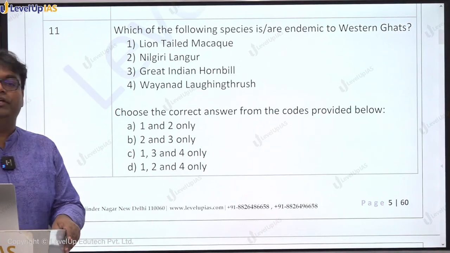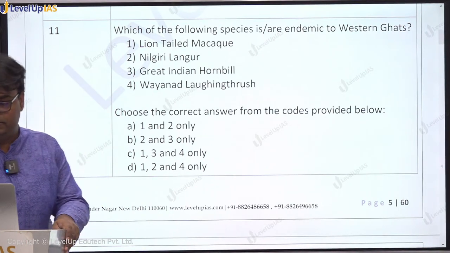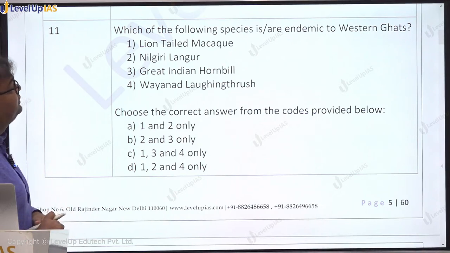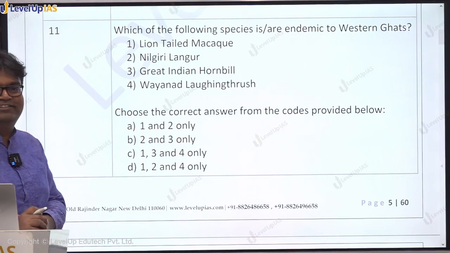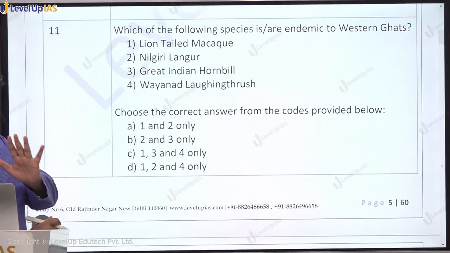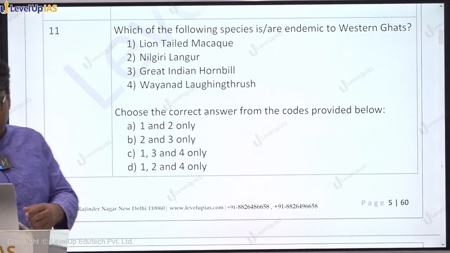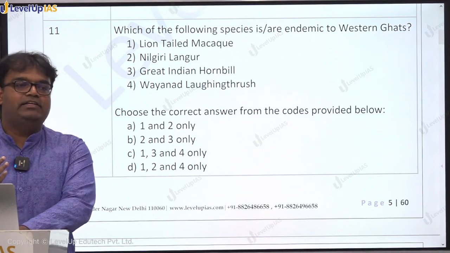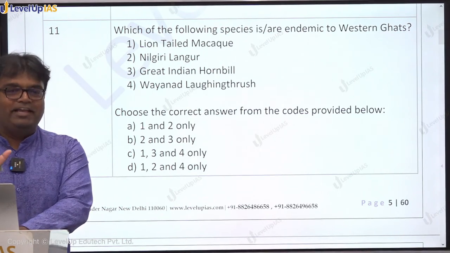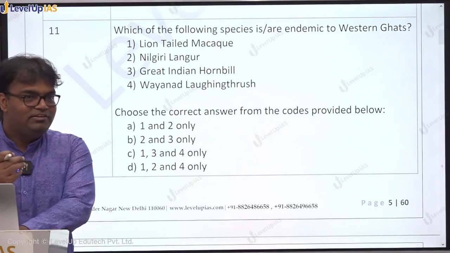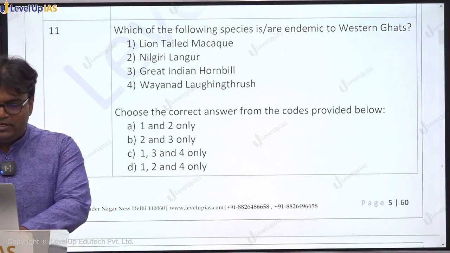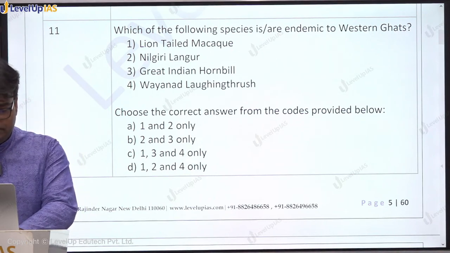Let's go to question number 11. Who's going to try it? Child, I forgot your name. Aditi. Aditi will tell us. 11. Which of these is endemic to the Western Ghats? Take your time, take it easy. Take your time and then attempt. And use your guessing skills, elimination skills, everything. In case we do not know answers, we will use various mechanisms to eliminate things. Use all that.